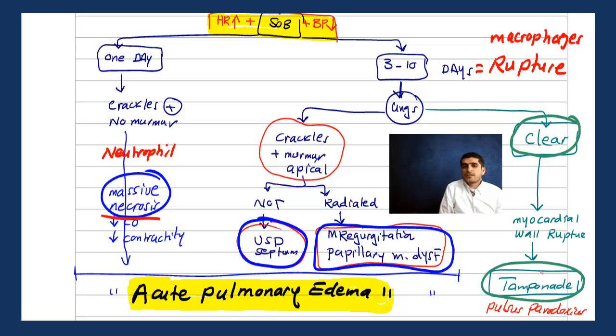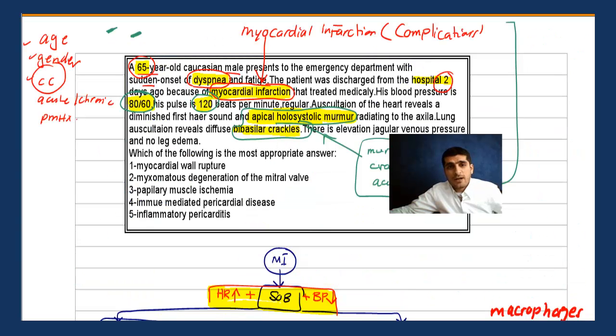For papillary muscle dysfunction, you get crackles, you get a murmur, and you get 3 to 10 days. So this is rupture pathology. For VSD, which is a septum problem, you get crackles, you get a murmur, you get 3 to 10 days. Right? So that's it, guys. This is the way you will discuss; this is usually how you will answer these kinds of questions. You have to get some approach.